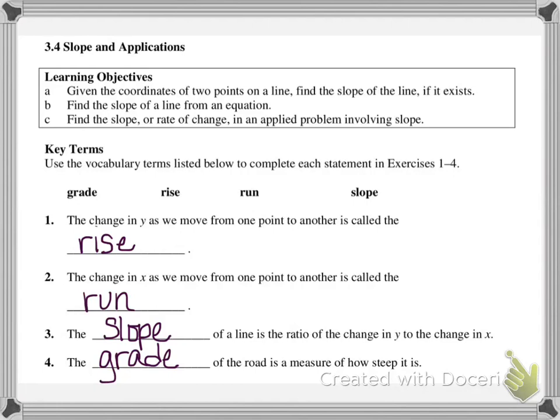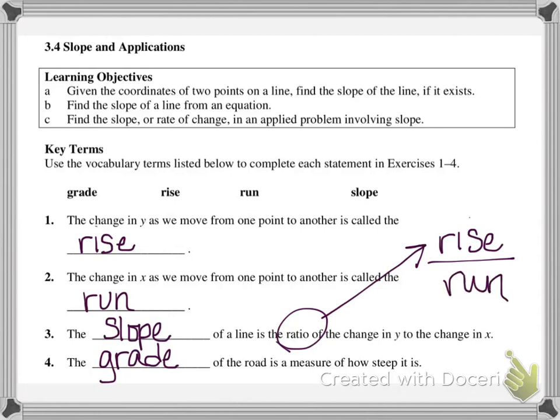We do have a couple formulas to think about. When it says ratio of change in y to change in x, you can think of it as rise over run. And then we have a more specific formula that we'll look at in a few problems, and it's also going to be on your formula sheet.